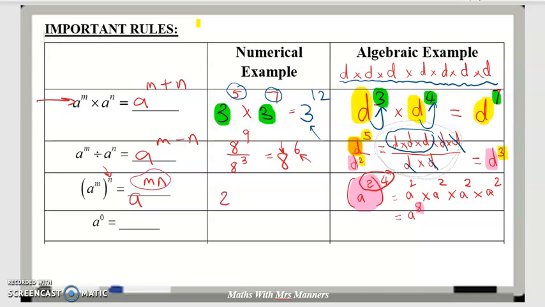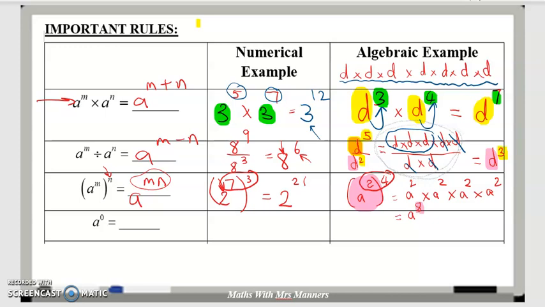A numerical example would be 2 to the 7 cubed. Well, we don't change the base, so that base of 2 stays 2, but we do multiply the powers, so we get 2 to the 21.